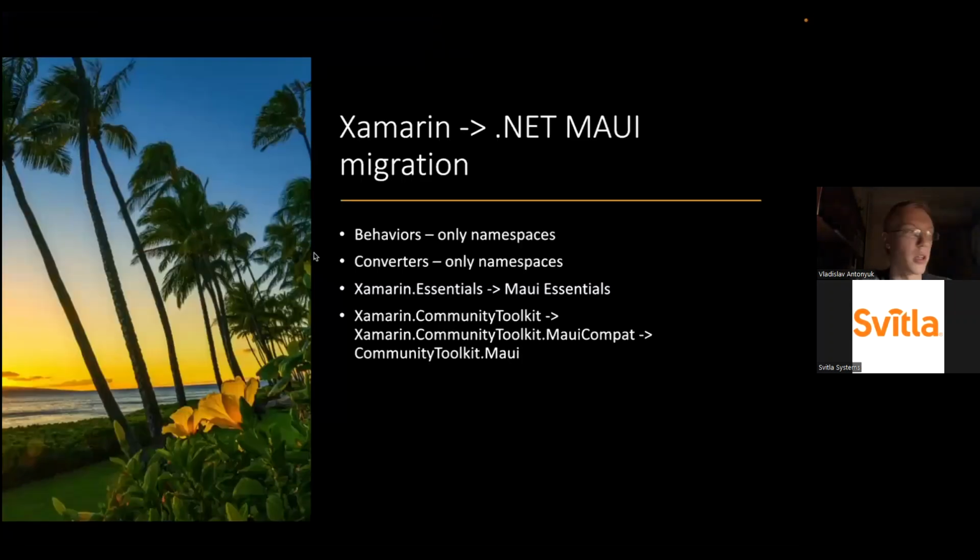So if you have still not migrated to .NET Maui, it's a good time to do it, starting with .NET 7. The first release of .NET Maui didn't have all the features that are available in Xamarin. The .NET 7 release brings maps and a lot of desktop features like the context menu. As for migration, it's pretty easy. For behaviors and converters, it's only the namespace. Xamarin Essentials is now integrated into .NET Maui and is part of it, so you don't need to depend on a separate package.